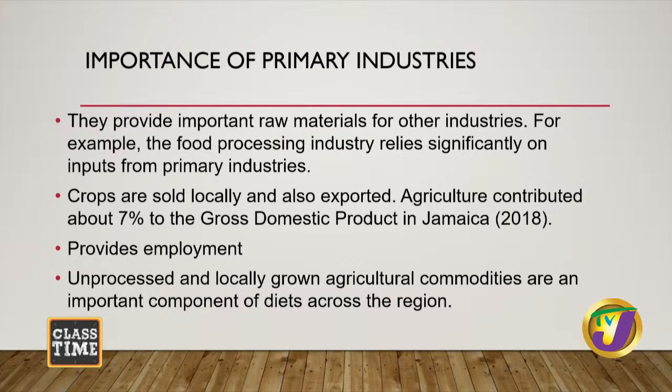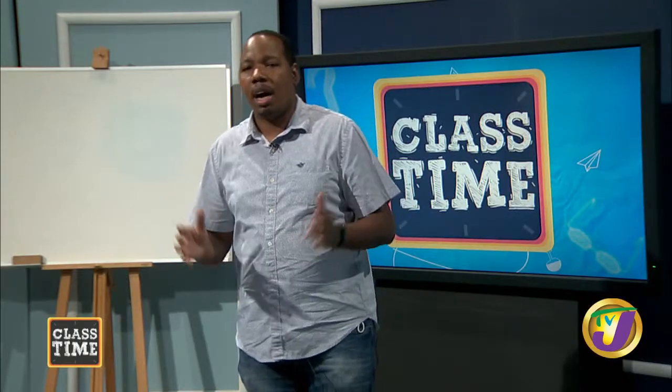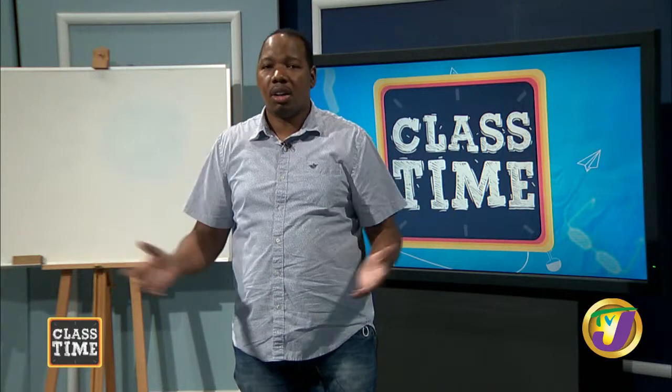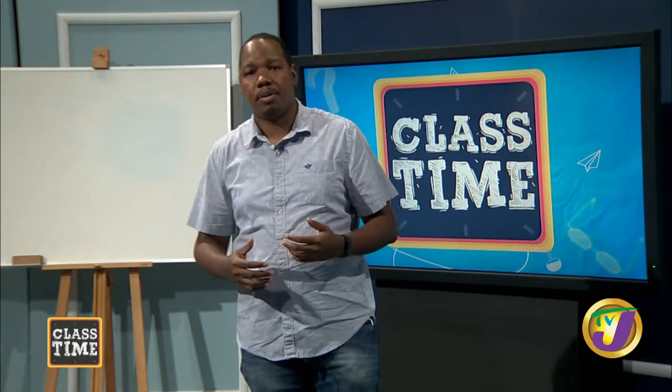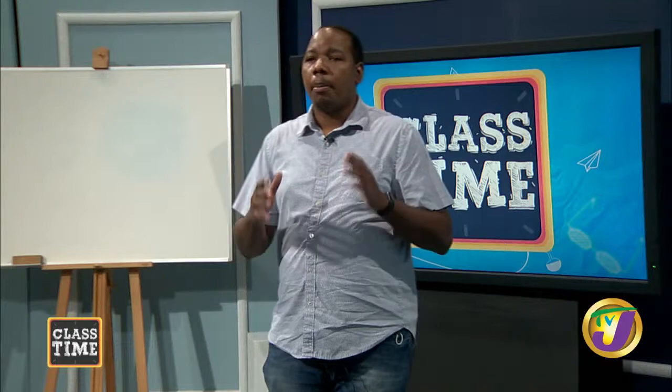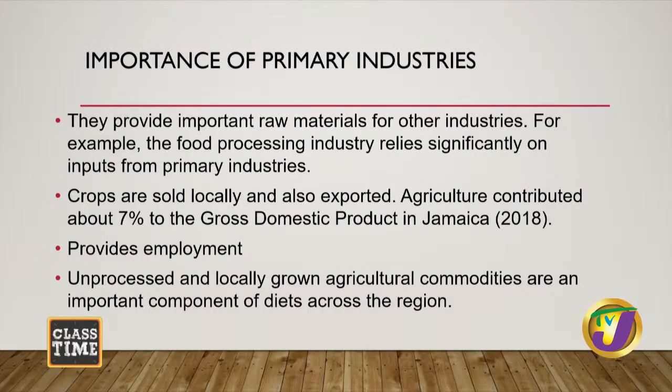Now, how important are these industries? Primary industries are extremely important. They represent the base, but they also represent the backbone of many other industries because nearly all commodities start at a primary level. Primary industries provide the raw materials for other industries. If you think about something like food processing, a lot of the food that is processed is taken from a farmer. A large food processing enterprise like Grace Kennedy, for example, has contracts with farmers and gets supplies from farmers, things like pork and other things.